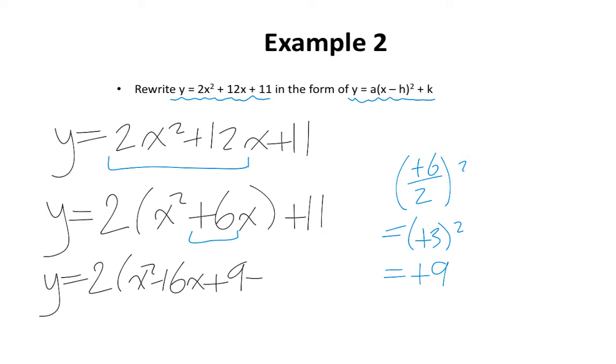Plus 9, subtract 9, then plus 11. Remember, positive 9 subtract 9 is equal to 0, so we haven't really changed the equation. We want to take a close look at this negative 9. We want to move it outside of the brackets. However, when you move it outside the brackets, you have to remember to multiply it by the coefficient of the brackets, okay? So I'm going to show you what I mean.